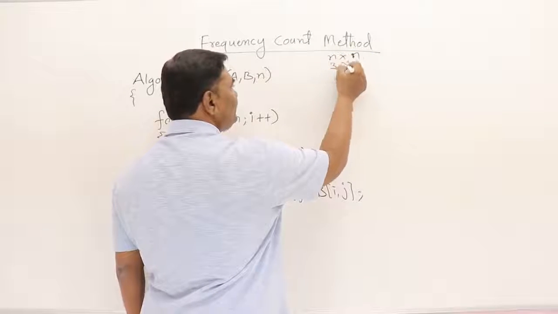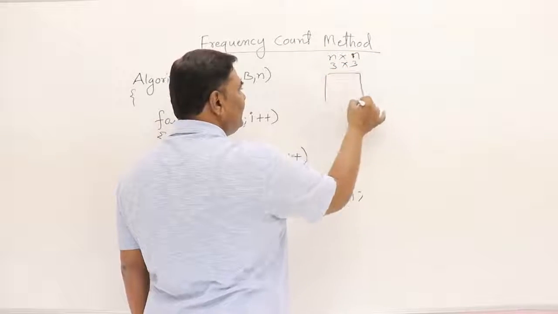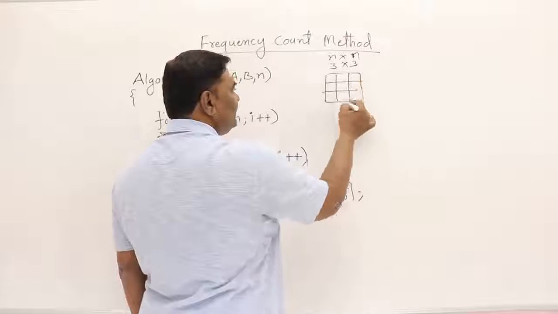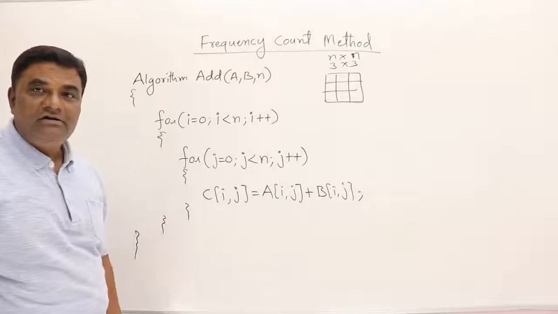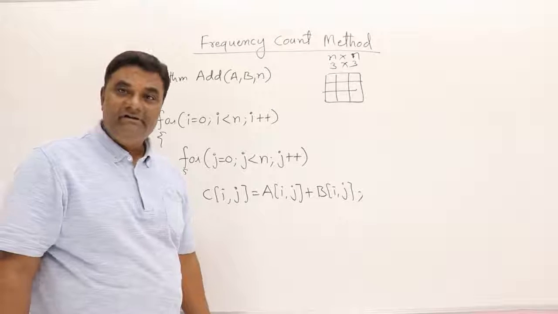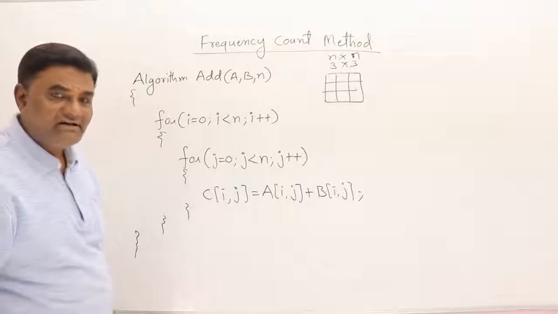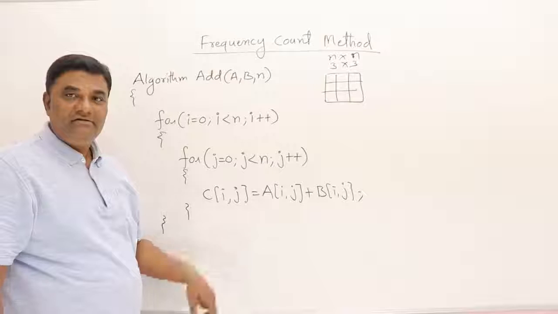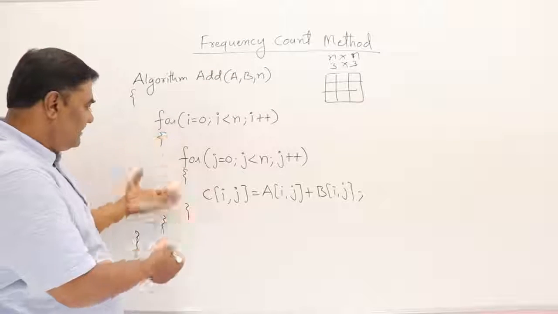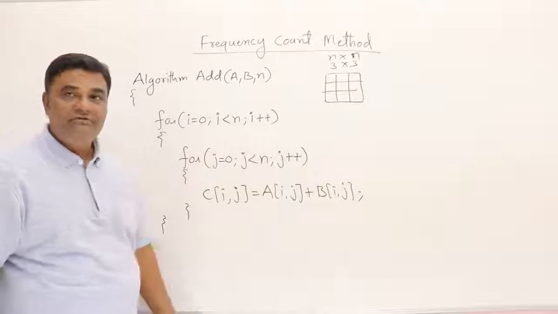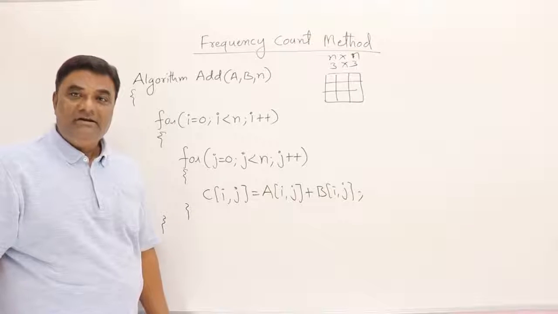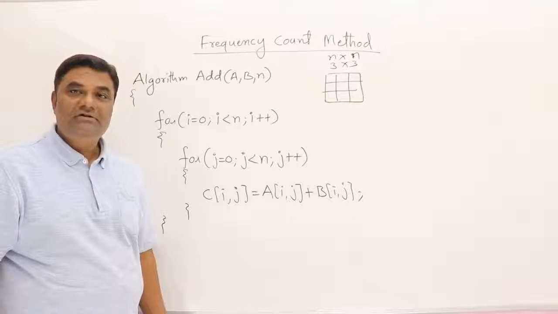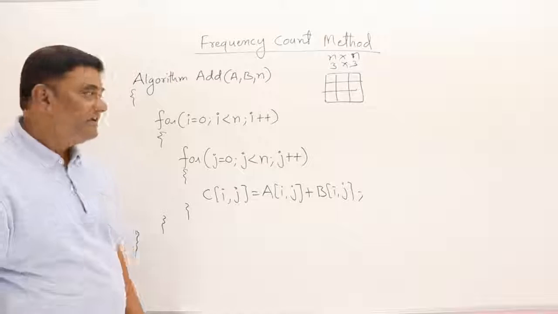For example, if it is 3 cross 3, then these are matrices, or two-dimensional arrays, of size 3 by 3. Dimensions are 3 by 3, assuming that. So n by n, they are n by n. Now here I have an algorithm for finding the sum of two matrices. Let us find out the time complexity for this one.